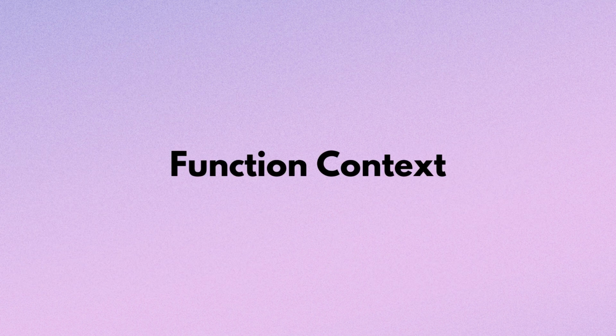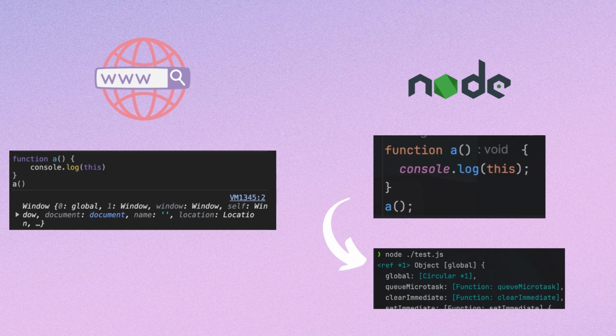Function context. In the browser, this refers to the window object again, and in Node.js, it refers to the global object.